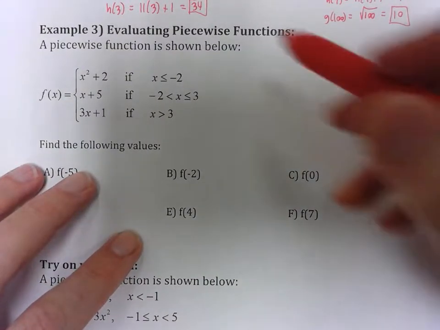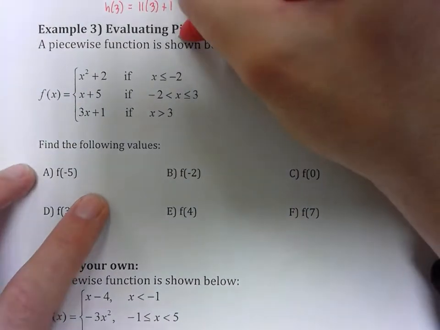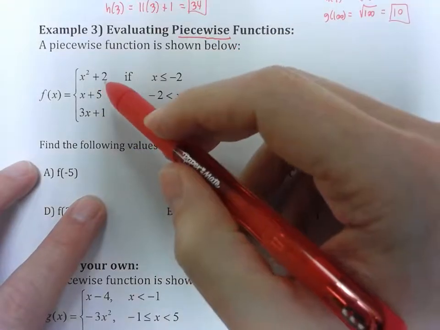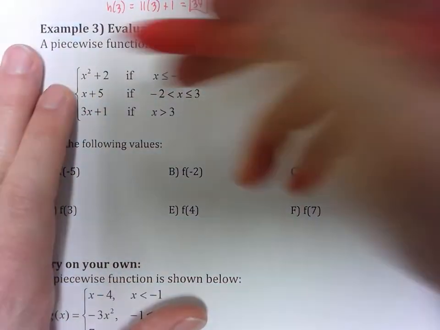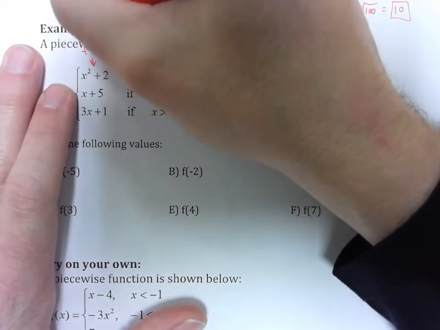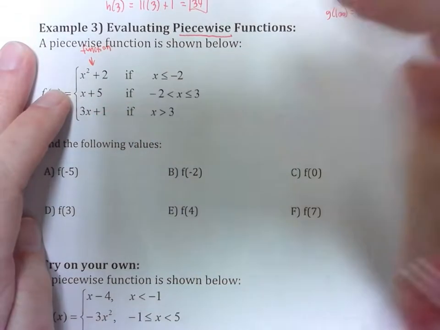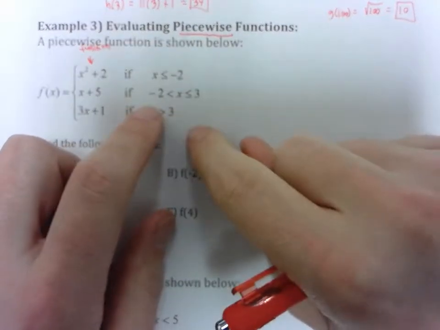Okay, the last problem that we have is talking about something called a piecewise function. Piecewise is a function that's split up into different parts. The actual function is over here on the left side. That's what you're going to plug your numbers into here, not here. These inequalities tell you what you can plug numbers in.